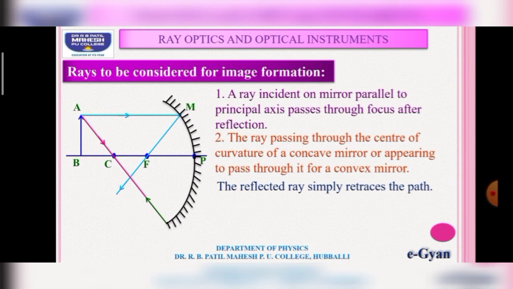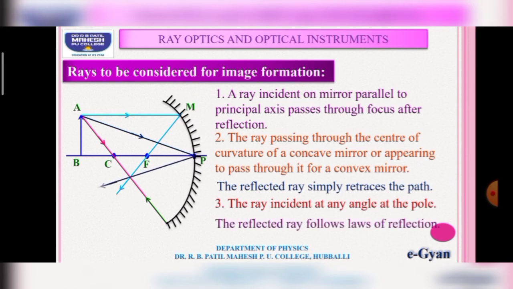Third ray I am considering is incident at the pole at any angle. This ray obeys the law of reflection, hence it passes along this direction. Here I have considered 3 rays, and all these 3 rays are coming from point A, and they meet at this point, and an image is formed, and that image is A dash B dash.